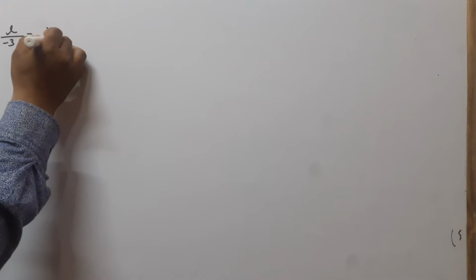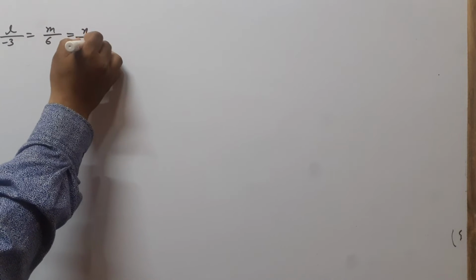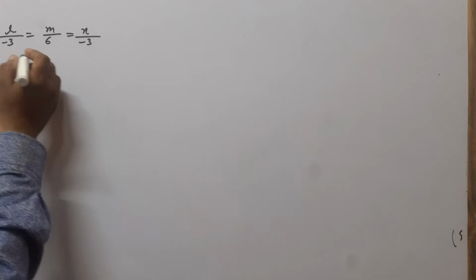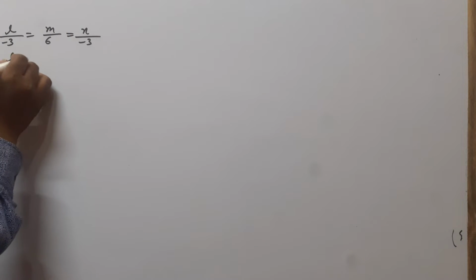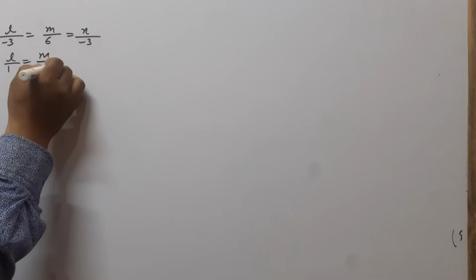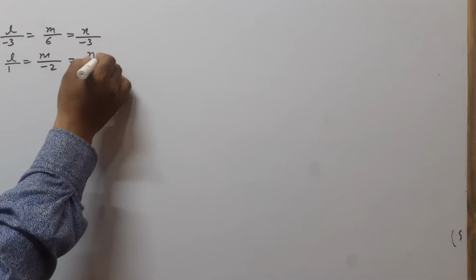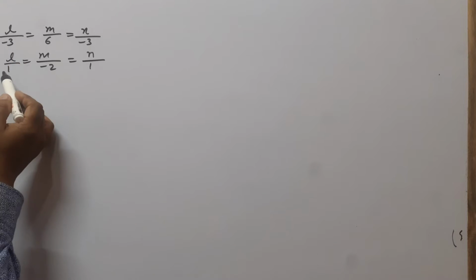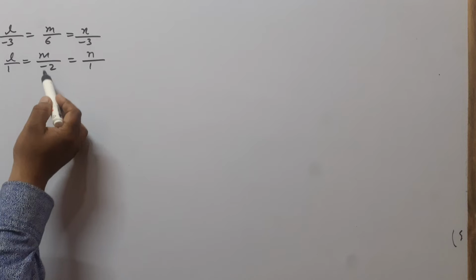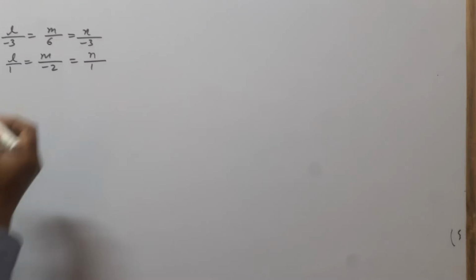So we can write here L upon minus 3 is equal to M upon 6 is equal to N upon minus 3. Now multiplying this ratio by minus 3, we get L upon 1 is equal to M upon minus 2 is equal to N upon 1. If we divide this minus 3 by minus 3, we get 1. This 6 by minus 3, we get minus 2. This minus 3 divided by minus 3, we get 1.